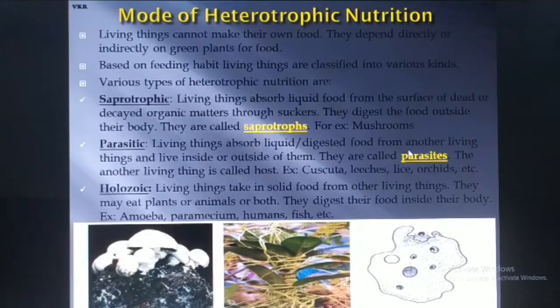We know that the various types of heterotrophic nutrition can be classified under the following headings. Number one is saprotrophic nutrition, where the living things absorb liquid food from the surface of dead or decayed organic matter. They actually absorb the liquid food through their suckers. They digest the food outside their body, and hence they are called saprotrophs. What does it mean, they digest the food outside their body?